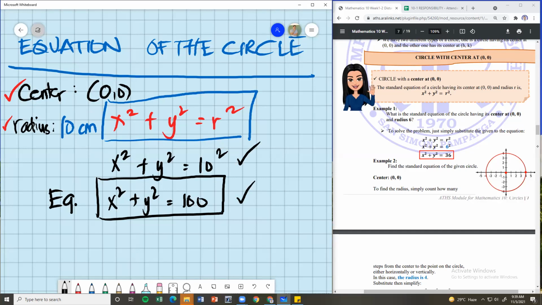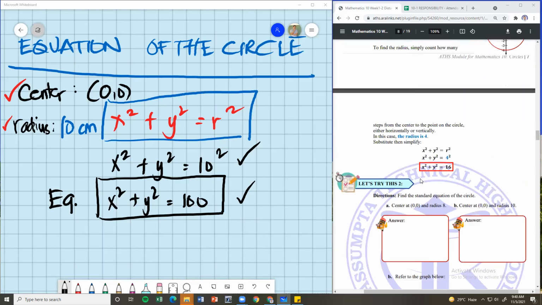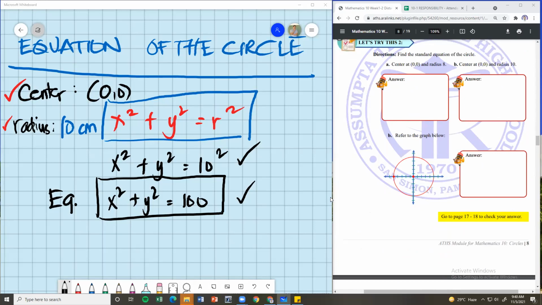Pareho lang naman sila. Okay? Mas nasisimplify siya kapag kinuha mo na yung square root niya. Okay? Thank you. Now, let's have another. This time, I want you to solve this.